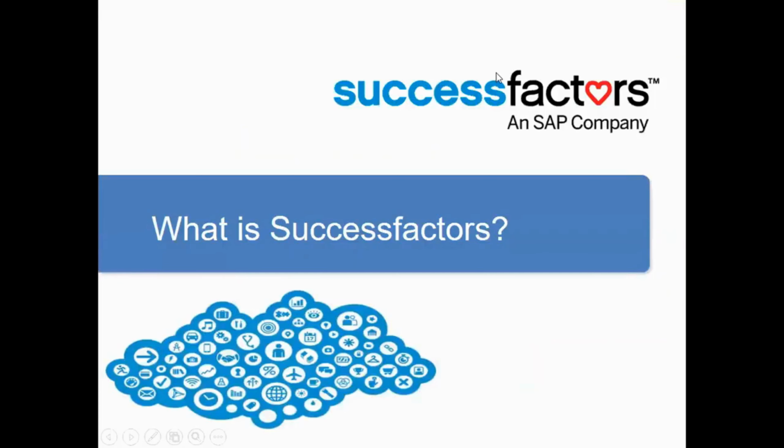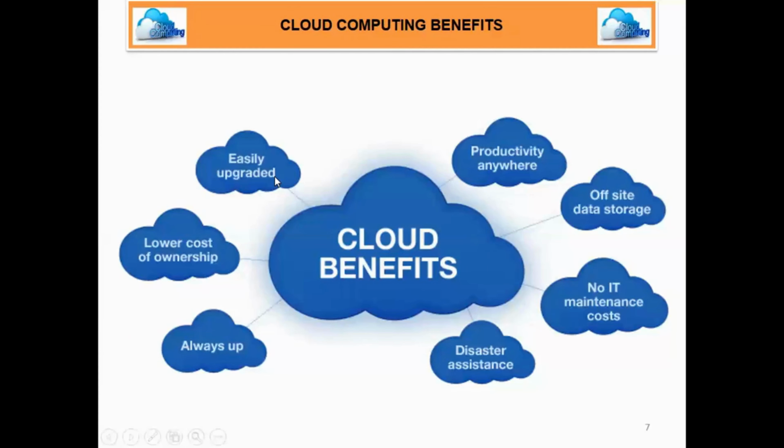Okay, so lower cost of ownership, because we are not procuring any servers. Obviously, the amount that we spend on cloud computing applications is much cheaper than on-premise applications. You're only paying for what you are using. That's lower cost of ownership, and then easily upgraded.